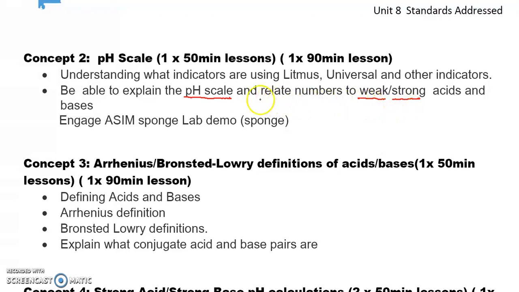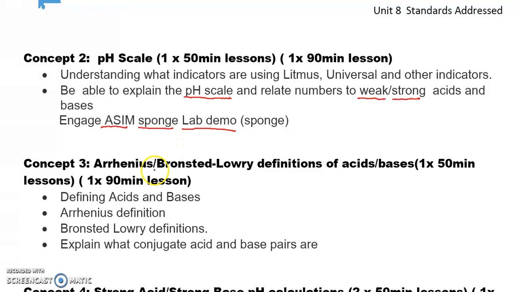And again, just to get this concept across, you may want to use the ASIM Sponge Lab as a quick little demo to show how the sponge changes in different solutions. And this is an indicator of whether it's an acidic or basic solution, or whether it's a neutral water solution. And this is a nice little demo just to get students engaged.